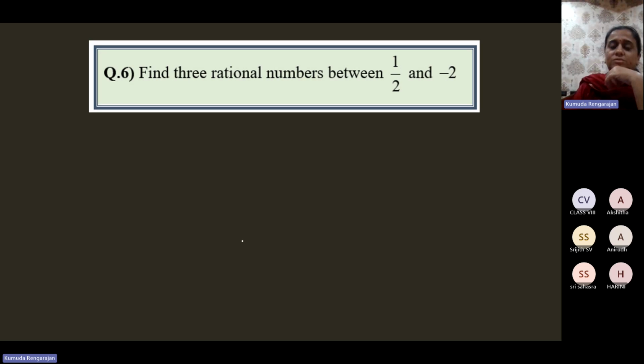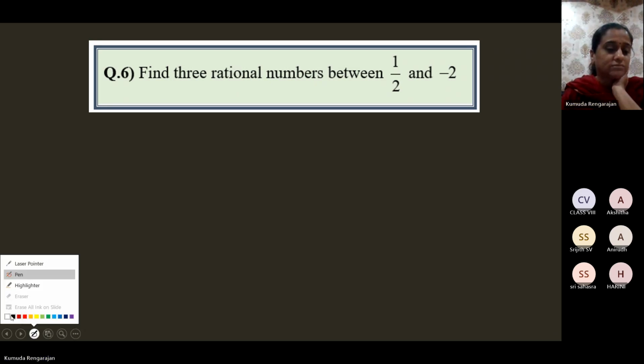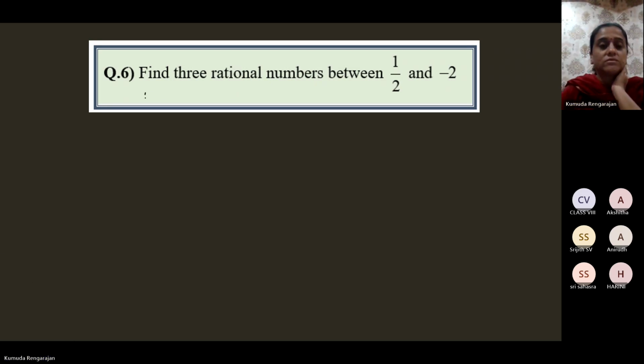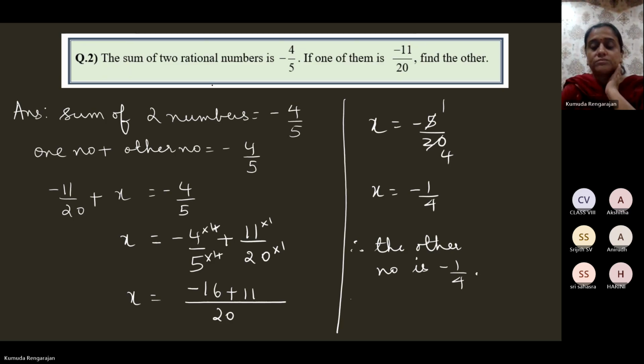This is the next question. Find 3 rational numbers between 1 by 2 and minus 2 using the mean method. Ma'am, can you show the previous slide for a minute? Sure.